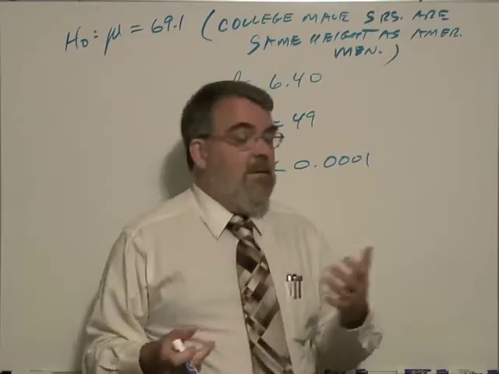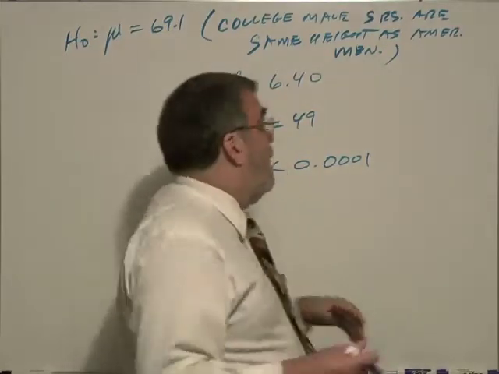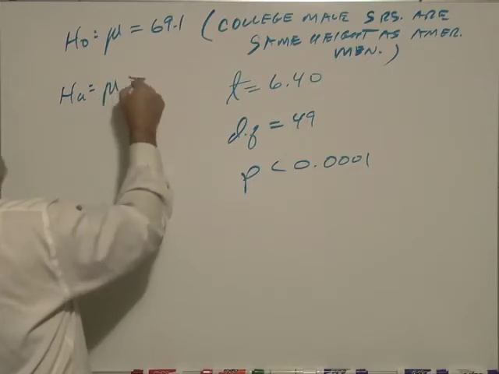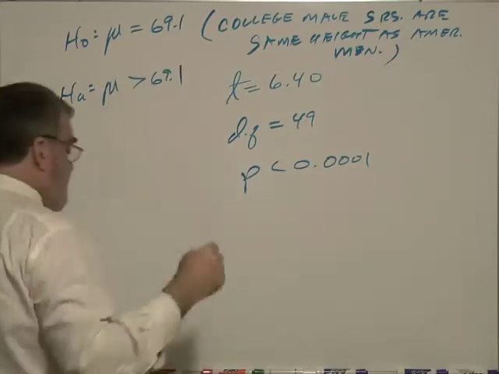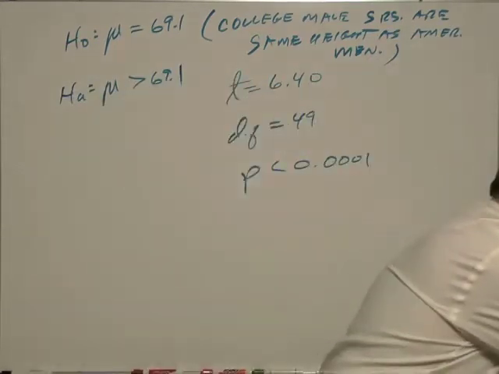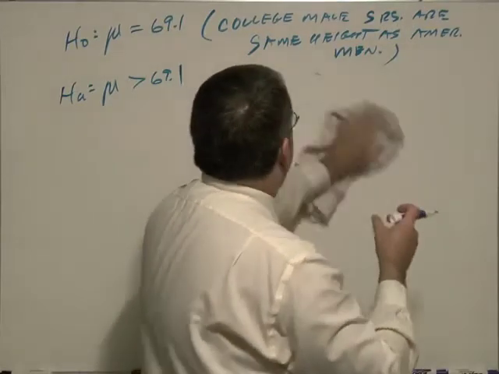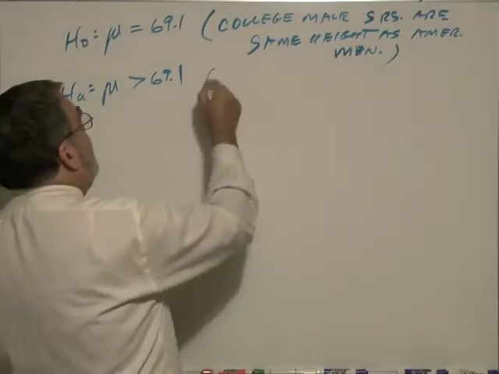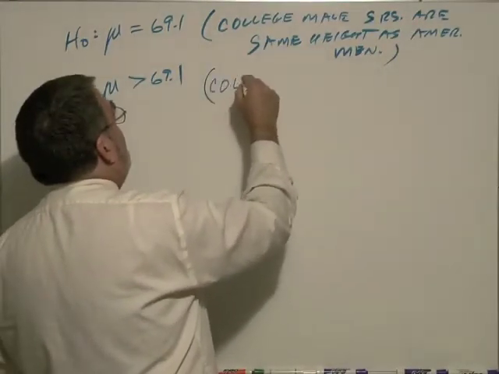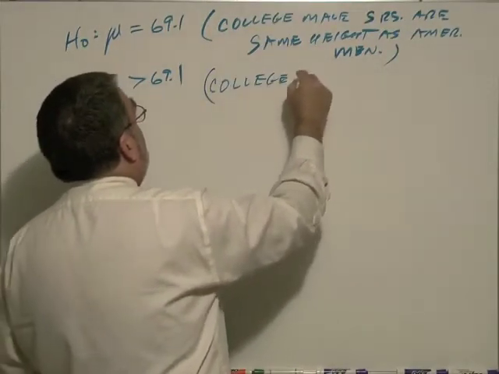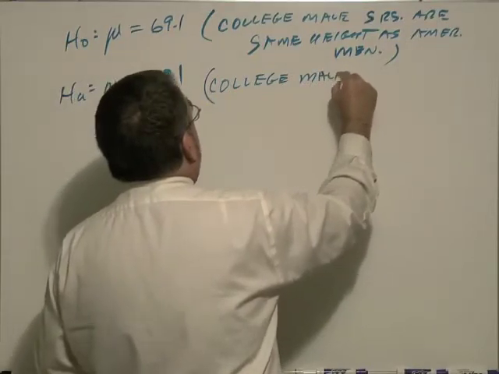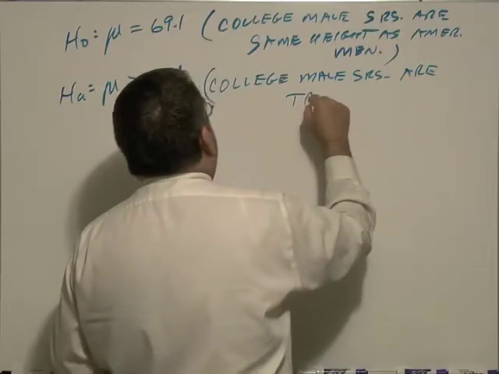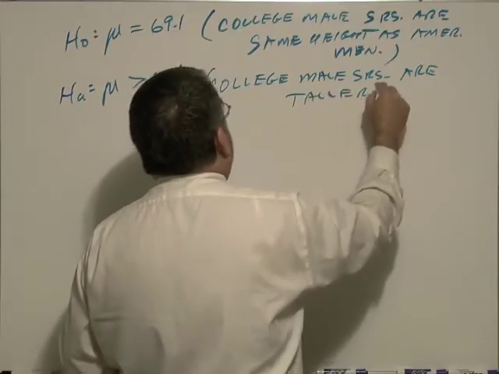Well, then, what is the alternative hypothesis? The alternative would be that mu is greater than 69.1. And I need to erase my numbers here. Didn't place them very well. And of course this means that the college male seniors are taller than the average American man.